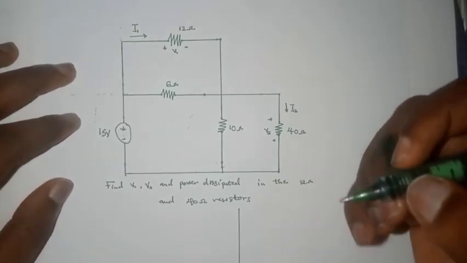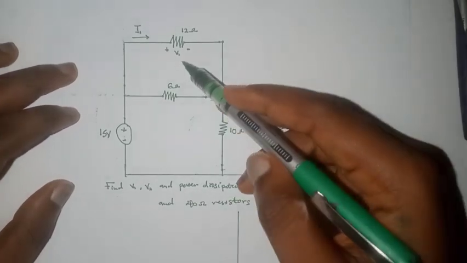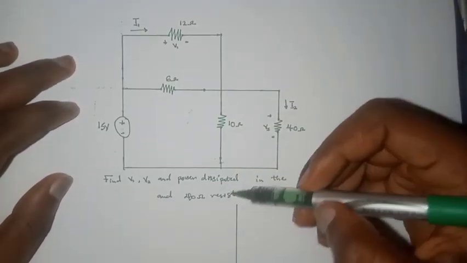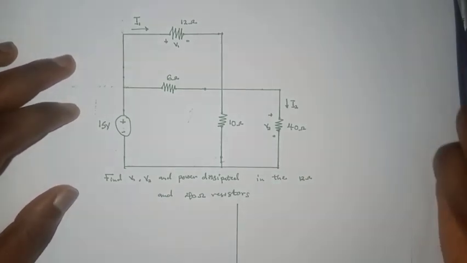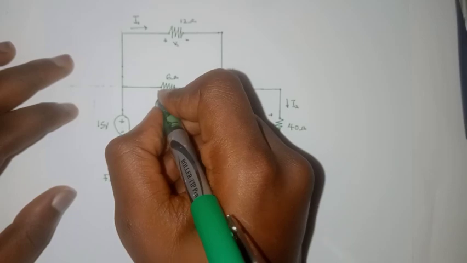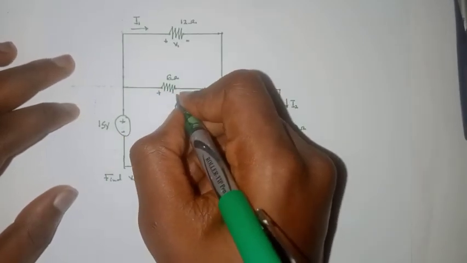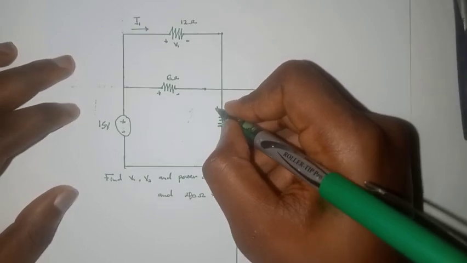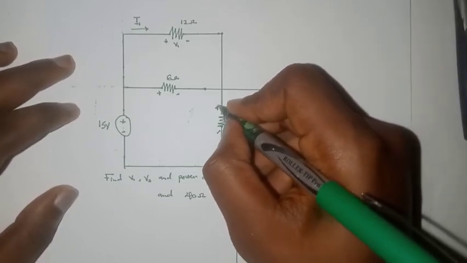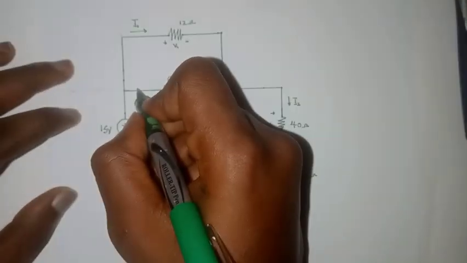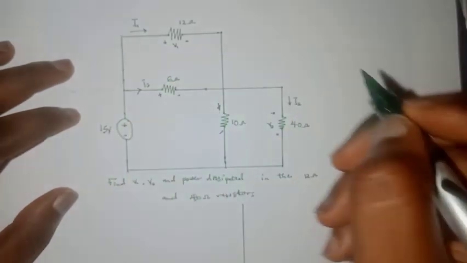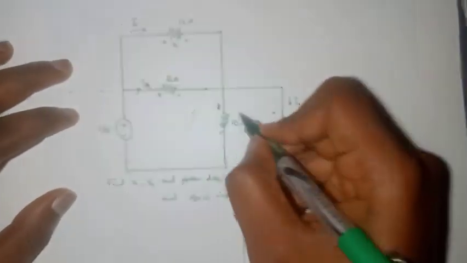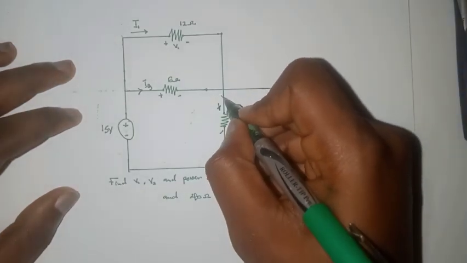In this video, we're going to be evaluating the voltage drop across this resistor and this resistor using Kirchhoff's laws, and also the power dissipated in the 12 ohm and 40 ohm resistors. So the first step we take is that we assign polarities to the resistors that do not have polarities yet. After that, we assign currents to the branches that are yet to have currents. Let's make this I3 and this one I4.